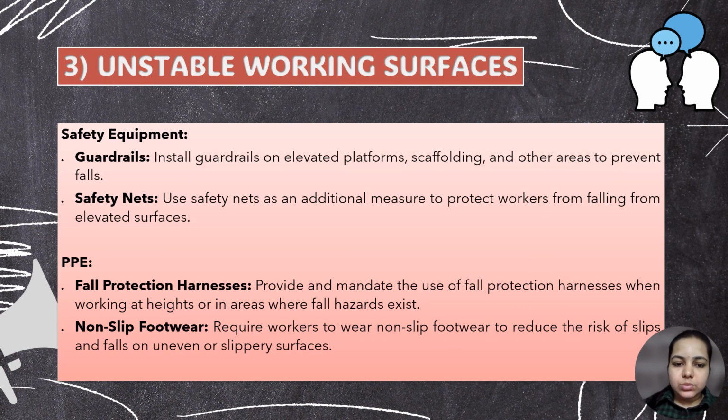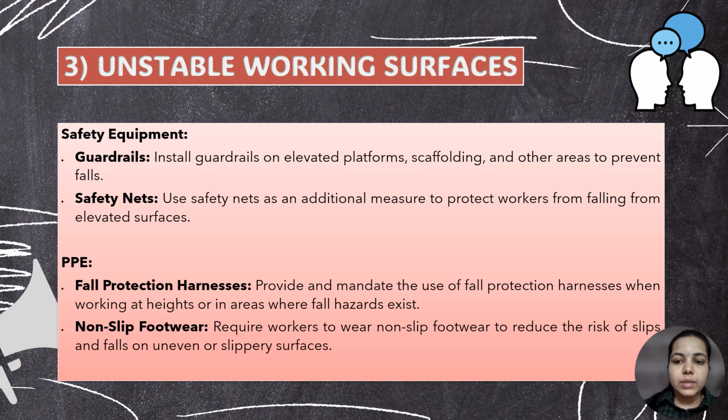The third issue is unstable working surfaces. For safety equipment, install guardrails on elevated platforms, scaffolding, and other areas to prevent falls. Second, use safety nets as an additional measure to protect workers from falling from elevated surfaces.